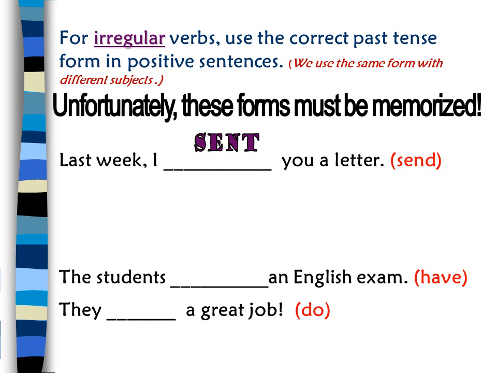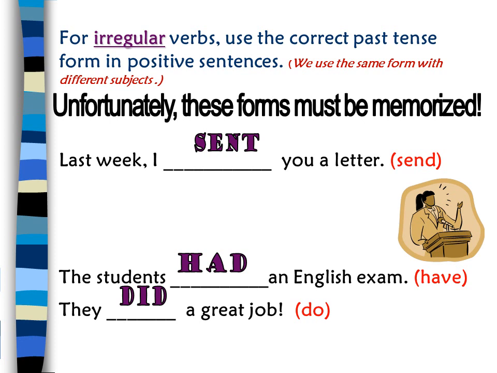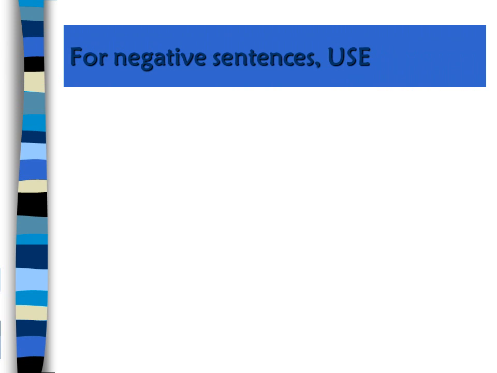The students had an English exam. They did a great job. The past of have is had. The past of do is did. These forms must be memorized, the forms of irregular verbs, of course. All right. Now we are going to move to negative sentences.